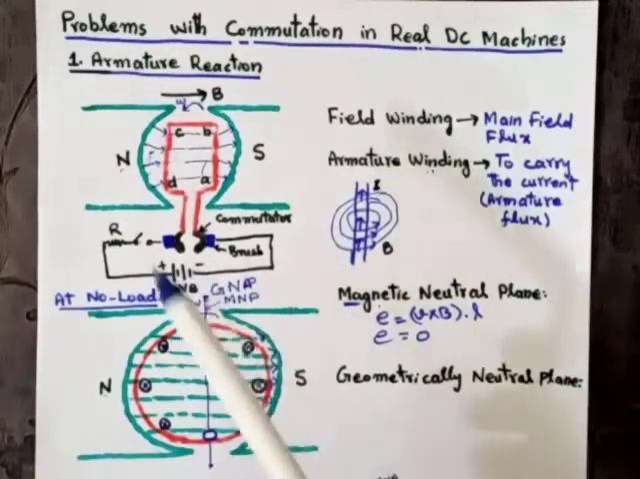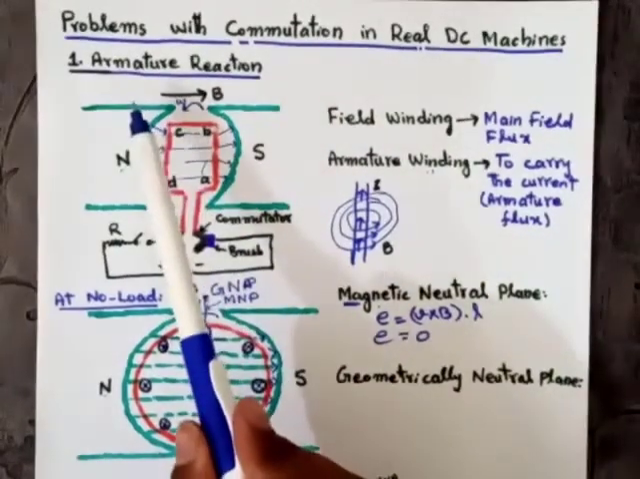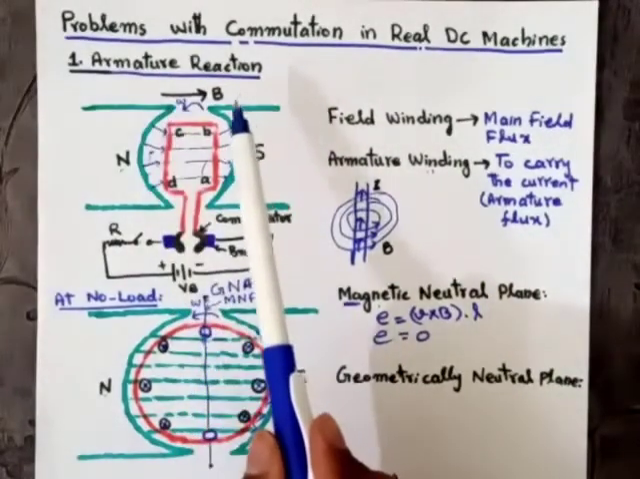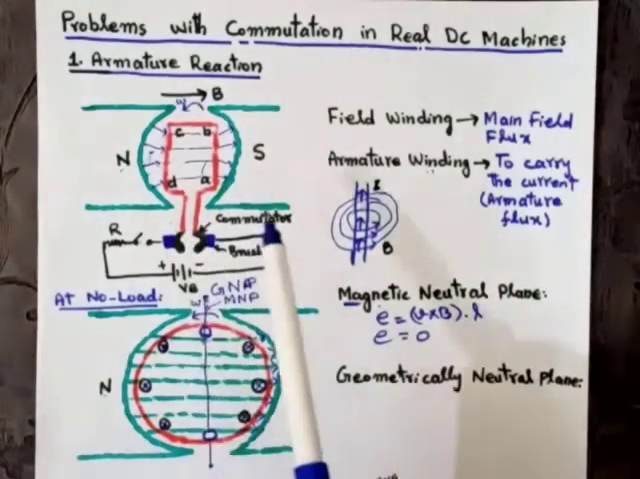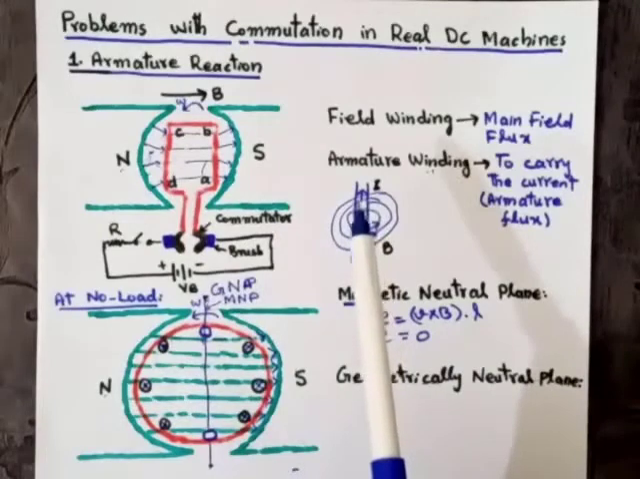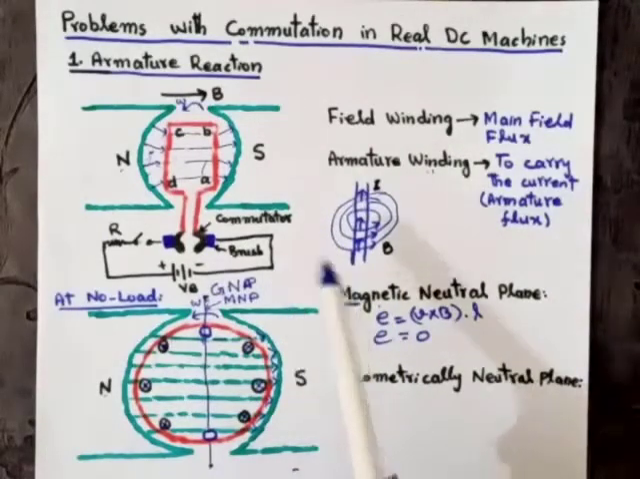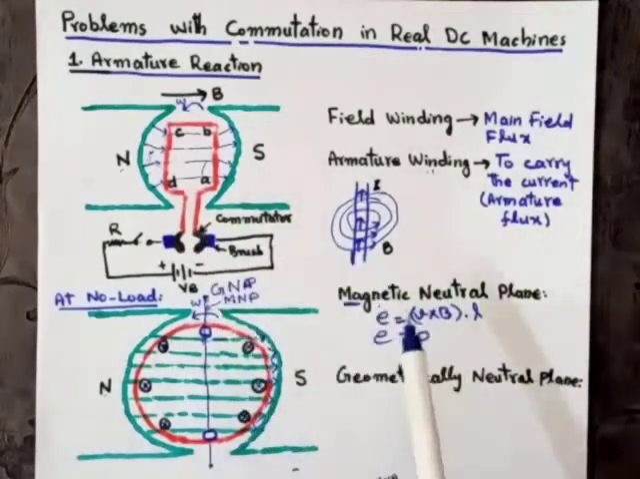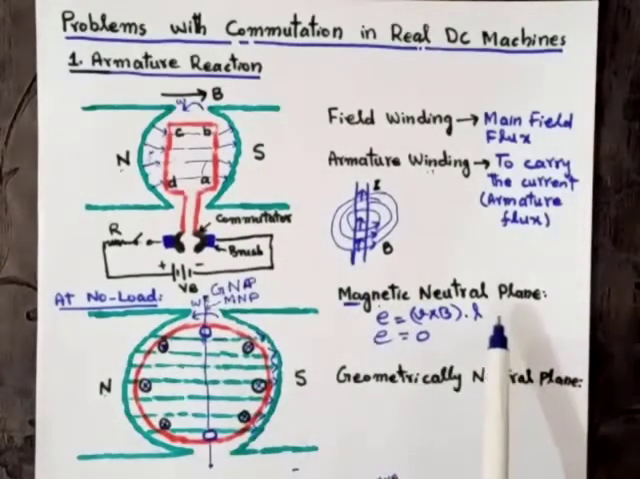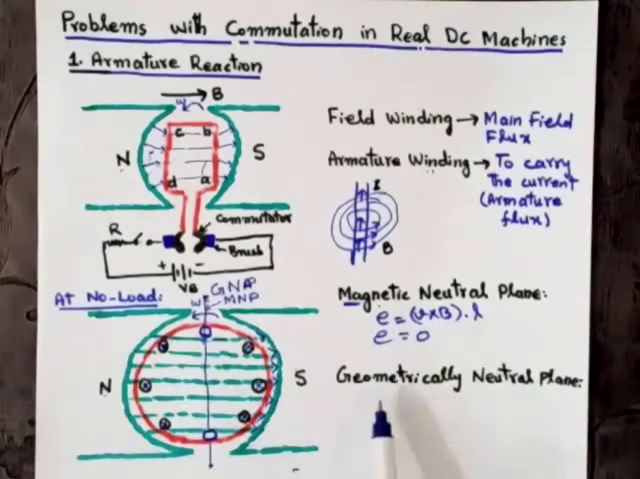So, before proceeding to more details about the armature reaction concept, let us understand the two important axes present in DC machines. The first one is the magnetic neutral plane and the second one is the geometrically neutral plane.